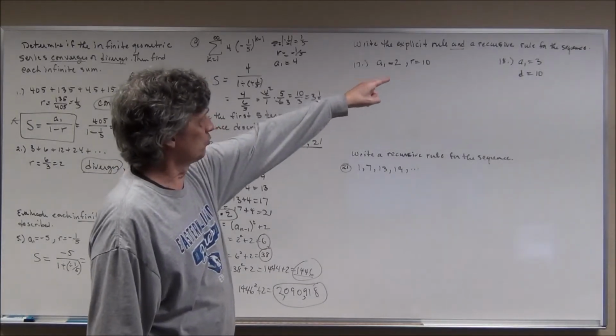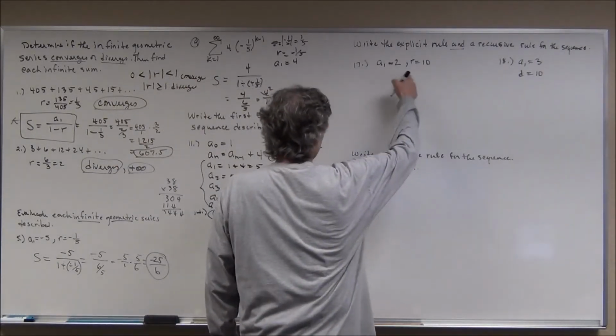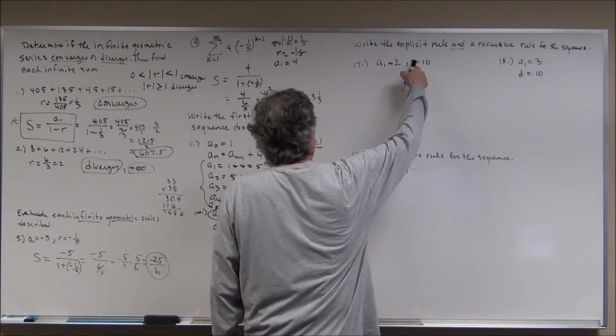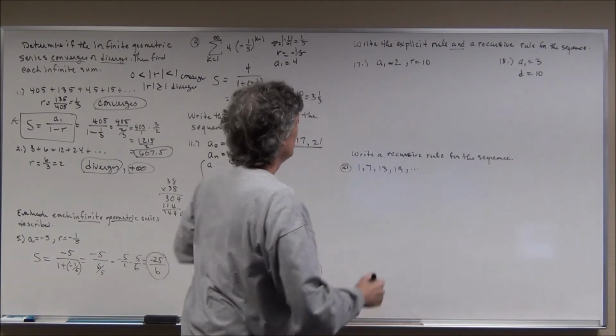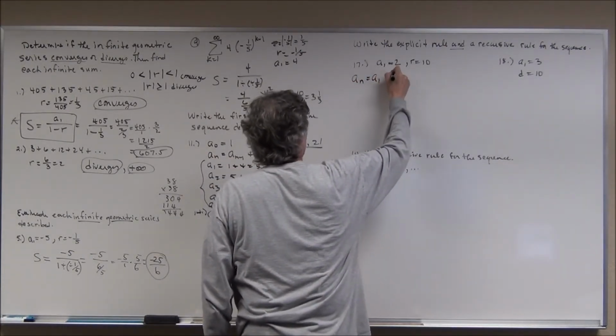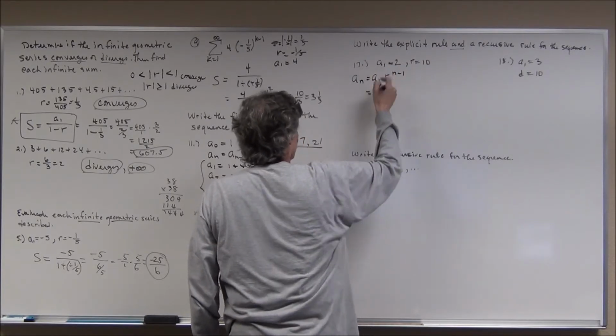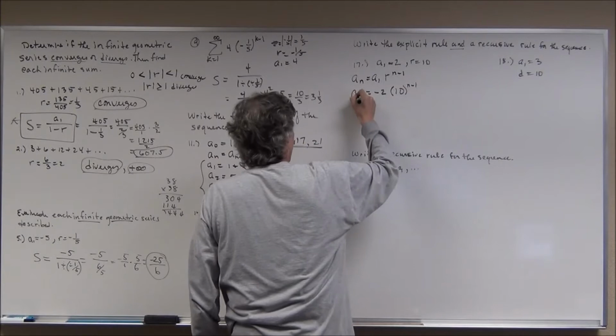Write an explicit rule and a recursive rule for the sequence. Alright, the explicit rule, notice that they give you r is 10. That means it's geometric. So the explicit rule, remember a sub n is equal to a sub 1 times r to the n minus 1. So a sub 1 is 2, r is 10, to the n minus 1.